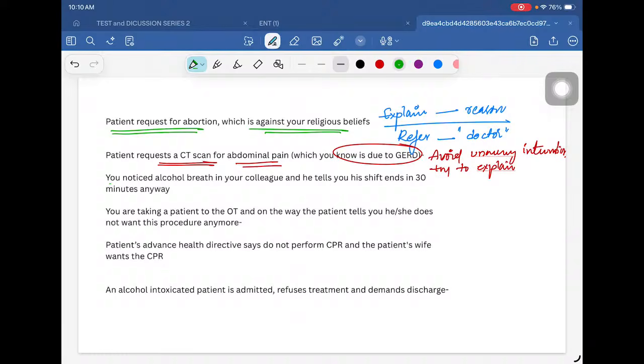You've noticed alcohol breath in your colleague and he tells you his shift ends in 30 minutes anyway. What will you do? You are maybe a PGY1 or a PGY2 resident.